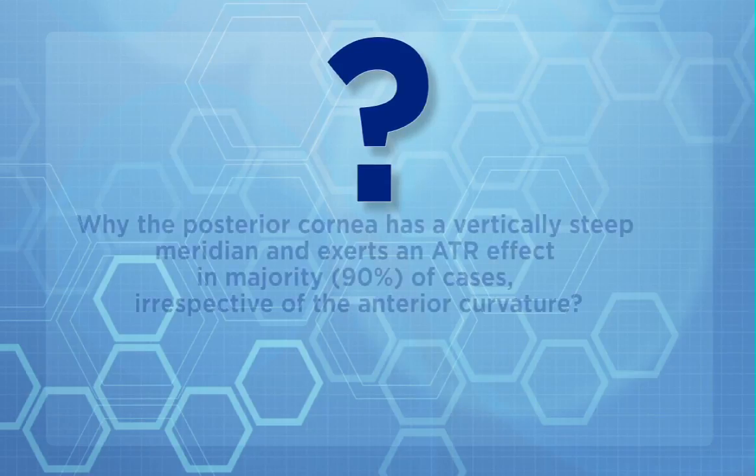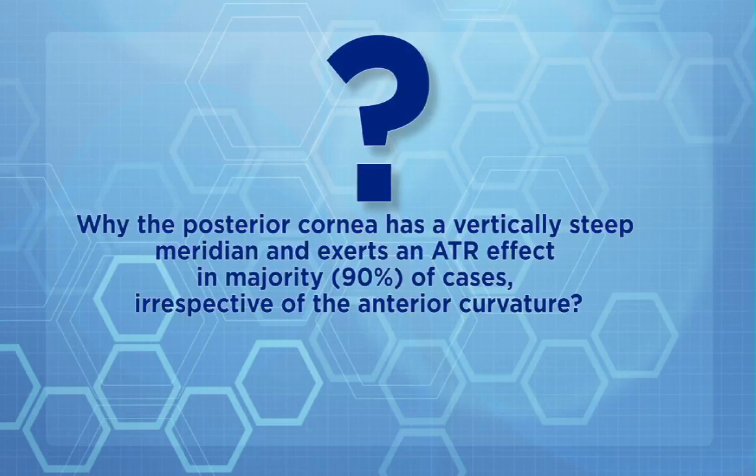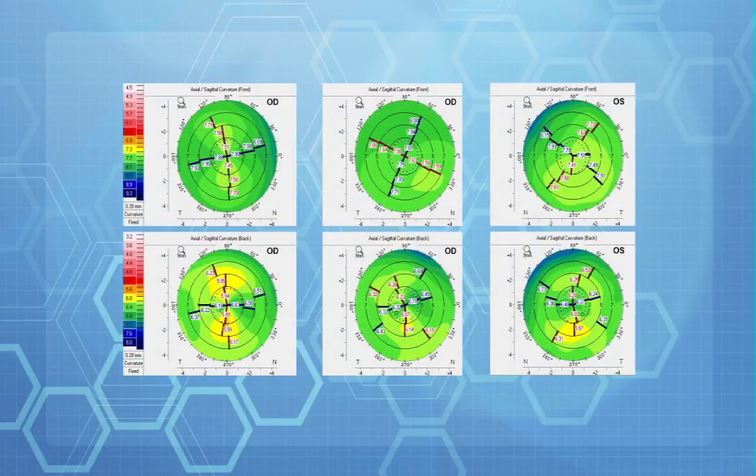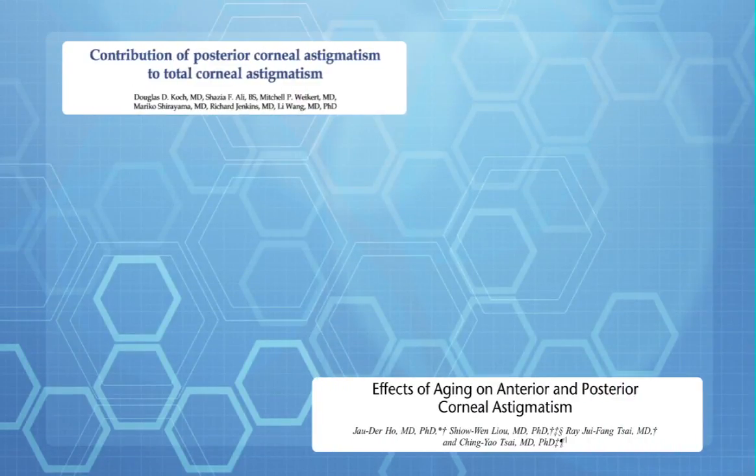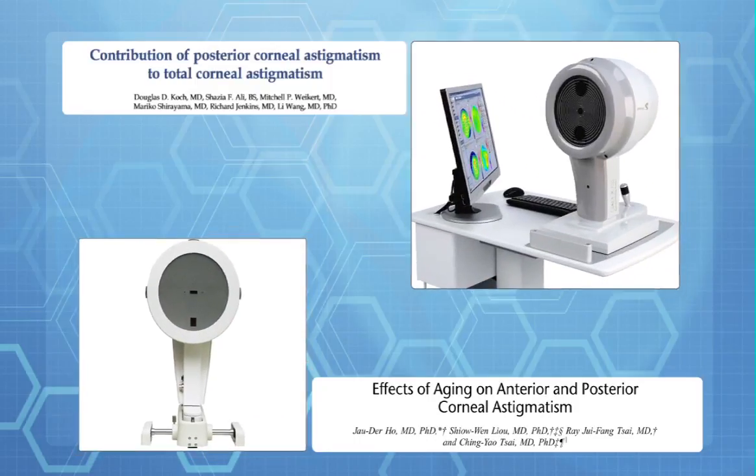Now, the first question we would be addressing is, why does the posterior cornea exert an against the rule effect on the anterior cornea in spite of the vertical orientation of its steep meridian? It is evident in these topographies that irrespective of the anterior astigmatism being vertical, horizontal, or oblique, the posterior astigmatism is oriented vertically. This finding has been consistently observed by various authors using different tomographic devices.